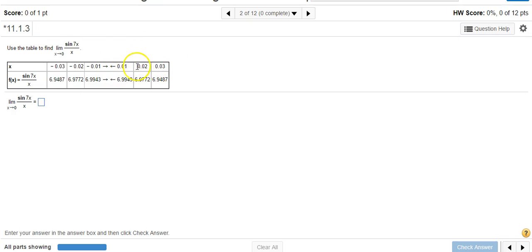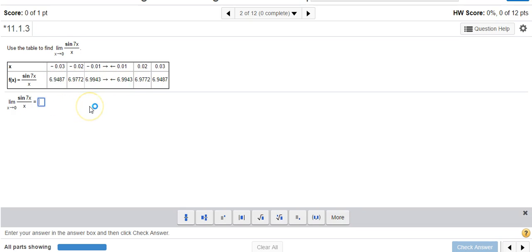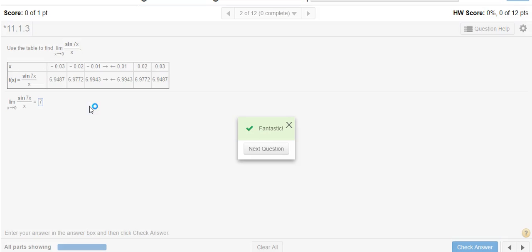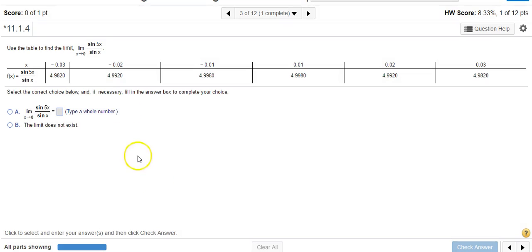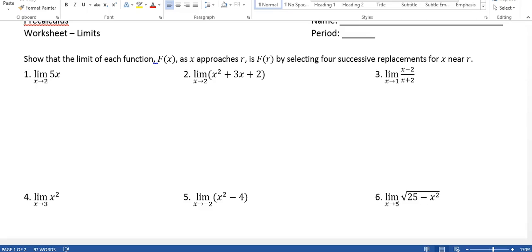So they're showing you that as you get closer and closer to 0 from the right hand side, and as you get closer and closer to 0 from the left hand side, your y coordinates get closer and closer to 7 from either side. So that's the answer we're looking for. On both sides it's increasing, so it looks like it's going to hit 7 and then go back down. So that's how I'm picking my answer here, and that's all you're doing on the assignment. The next thing I want to show you is how to do these for the worksheet part of the homework.